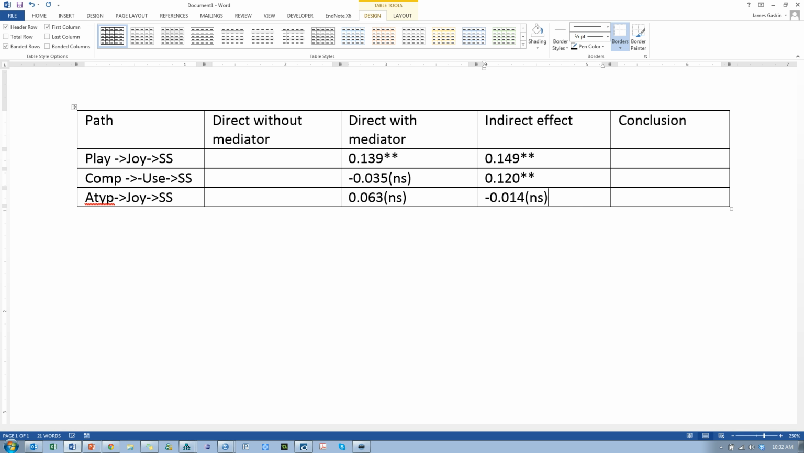At this point, is it possible for us to have mediation from atypical use through joy to system success? No, because this is not significant. So I can just write now, no mediation. I still want to find out what these values are, though.